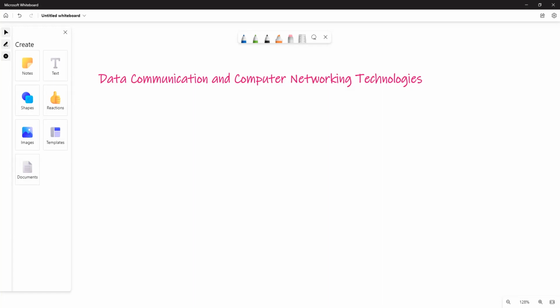Right. Okay. First of all, let me briefly discuss what we are going to do in this unit. This is unit number 6. In this unit, we are going to look at what data communication is, which we have done in O levels as well, but we go into more details.